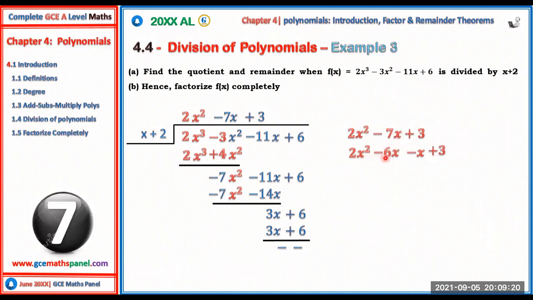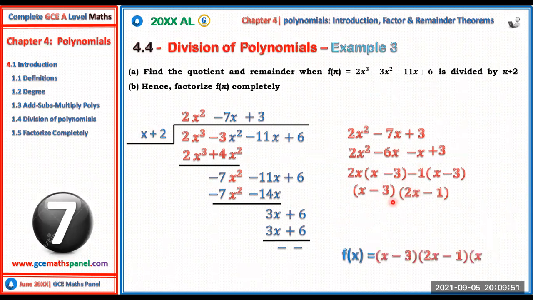Now group them in twos and factorize. Here we have 2x, the highest common factor is x. So 2x into x minus 3, and with this one I have minus 1 into x minus 3. Now x minus 3 is common, so we factor it out. Then we are left with 2x minus 1. What is outside, we put in another bracket. So we can now write our expression as x minus 3 into 2x minus 1, then times this last factor here, which is x plus 2.